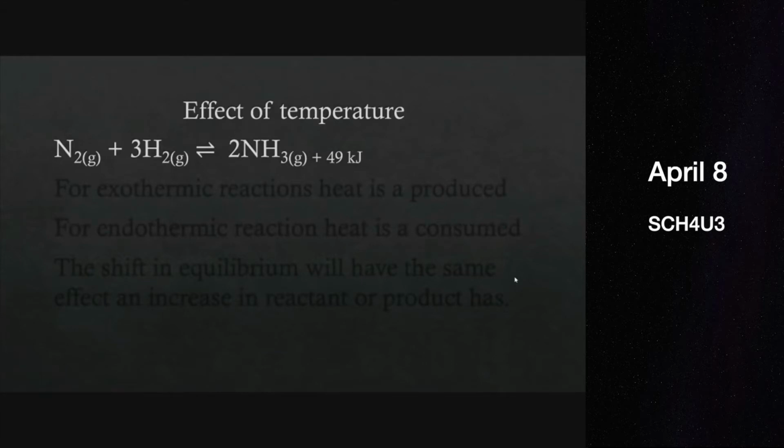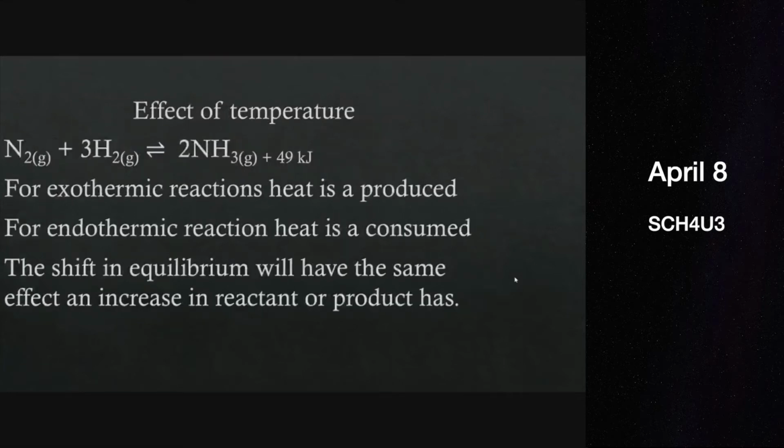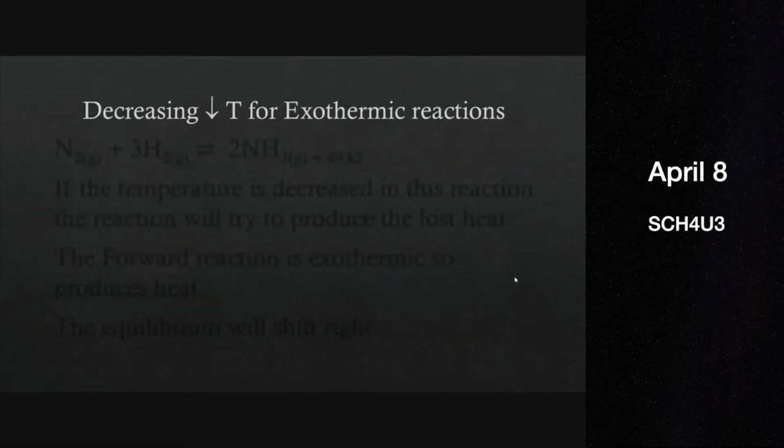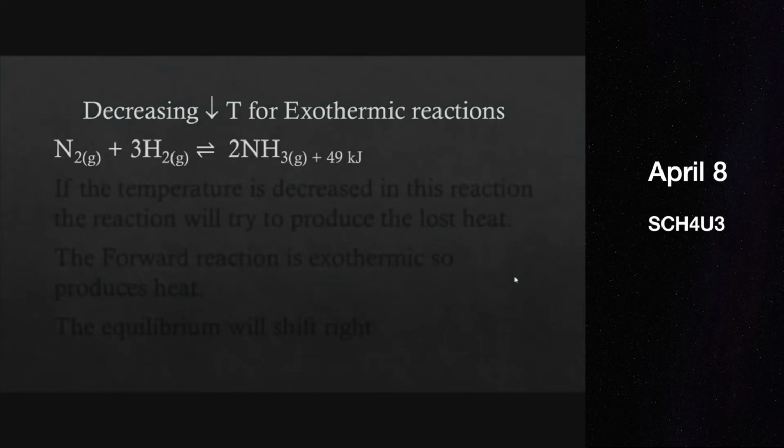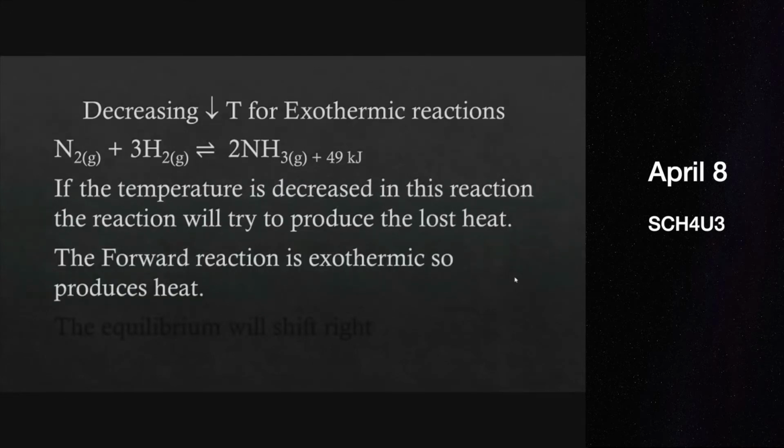So that's the way we're going to look at it. It all depends on whether the reaction is an exothermic reaction or an endothermic reaction. For exothermic reactions, an increase in heat will shift the equilibrium to the left, and the opposite would be true for the endothermic reaction. Decreasing temperature for an exothermic reaction, since the product is being removed, more of the reactants will change into products so that more heat is produced, and the equilibrium will shift right.